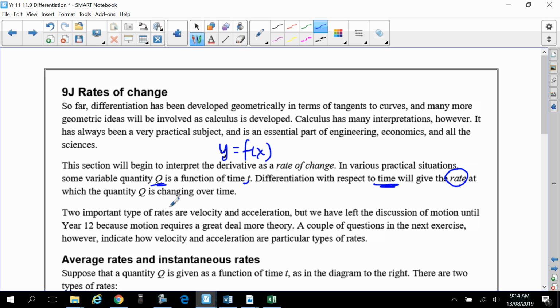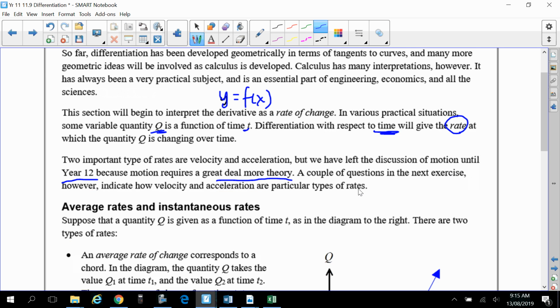Two important types of rates are velocity and acceleration, but these are in the year 11 course. However, Cambridge have decided, like the old syllabus, to leave the discussion of motion until year 12. Some schools may do it in year 11, but we're going to do it in year 12 because motion requires a great deal more theory. A couple more questions in the next exercise, however, indicate how velocity and acceleration are particular types of rates.